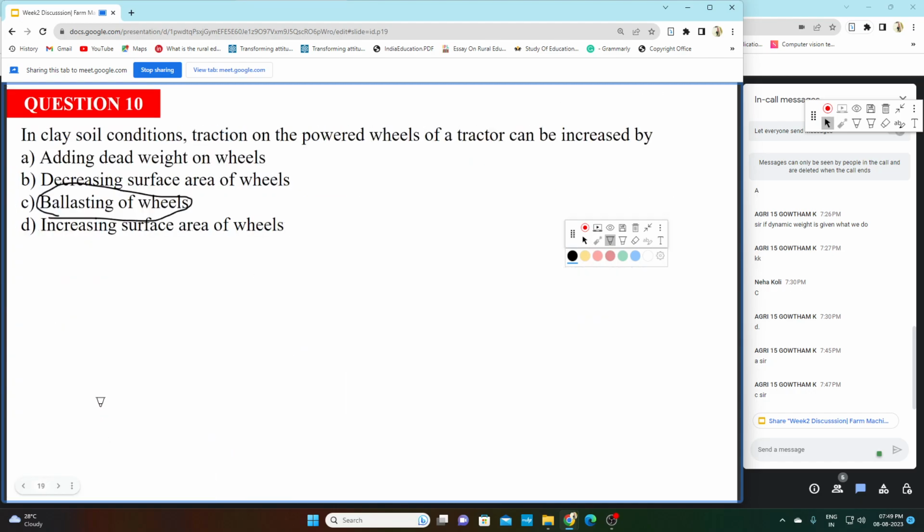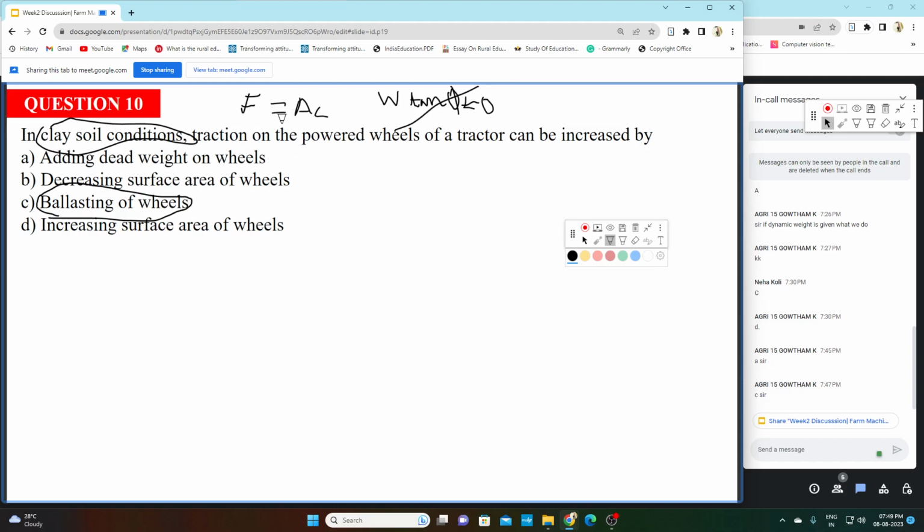Yeah, so in this question it has been asked for clay soil conditions. For clay soil, your F will be equal to AC, and this W tan phi cancels out. Why does W tan phi cancel out? Because this phi tends to 0. That is why this W tan phi cancels out.